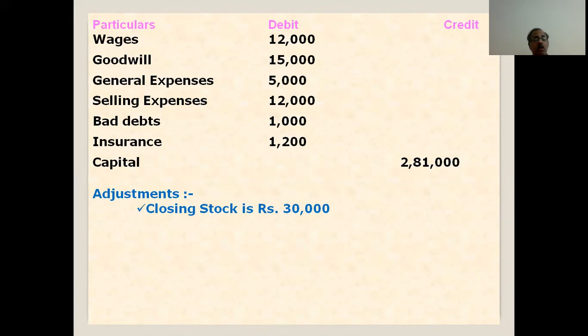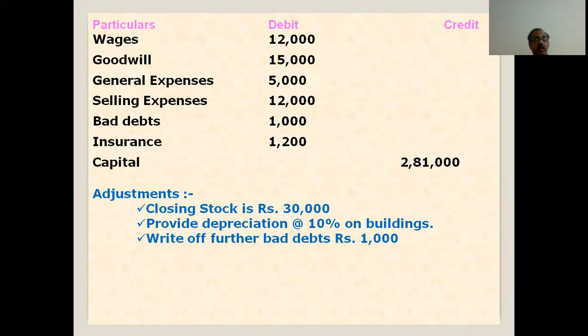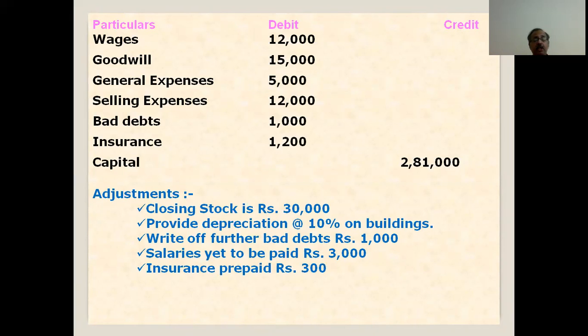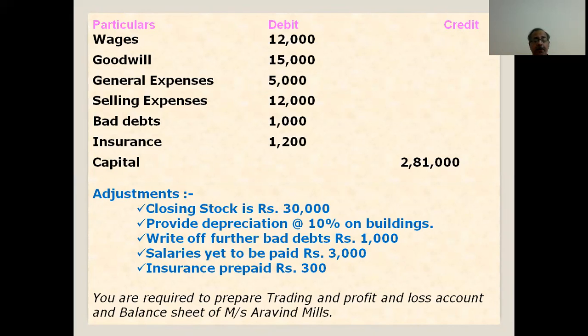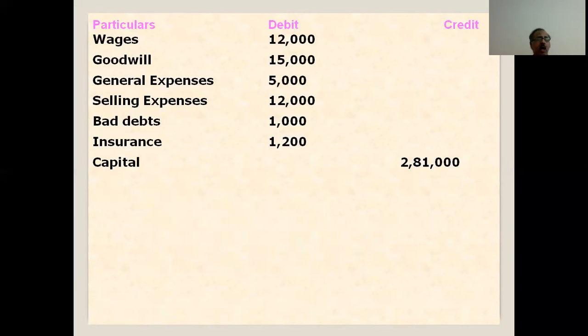First adjustment, closing stock is rupees 30,000. Provide depreciation at the rate of 10% on buildings. Write off further bad debt, rupees 1,000. Salaries yet to be paid, rupees 3,000. Insurance prepaid, rupees 300. You are required to prepare the trading and profit and loss account and balance sheet of Messrs. Arvind Mills. So this is the question. Let us discuss how to treat each and every item.